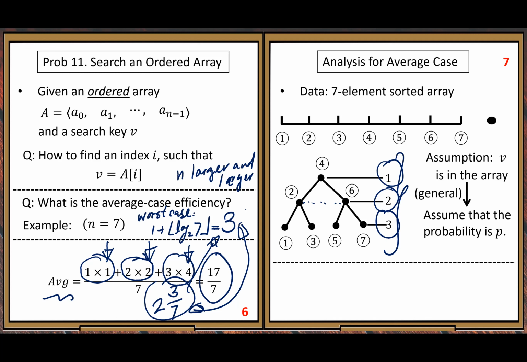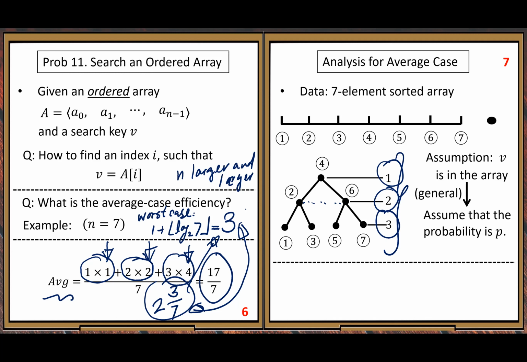That is the way we calculate the average case. Think about that. Can you do this? In this assignment, I didn't give you this kind of question, calculating the average for binary search. But sometime later I may need to give you this kind of question. So you need to understand this example.